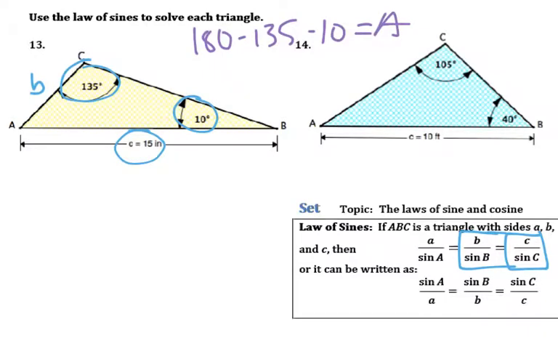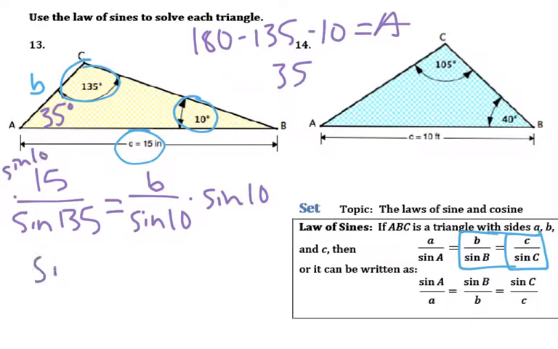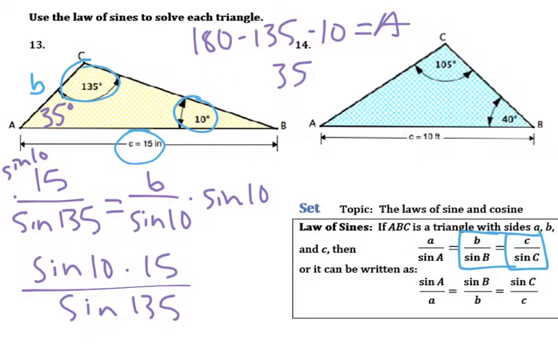Do the 180 minus 145, basically, because 10 plus 135 is 145. So I know that's 35 degrees. But to use the law of sines, I set it up this way: 15 over the sine of 135 is equal to b over the sine of 10. To get b by itself, I multiply by the sine of 10 on both sides. So basically I end up with sine of 10 times 15 over sine of 135, and that's going to equal b.